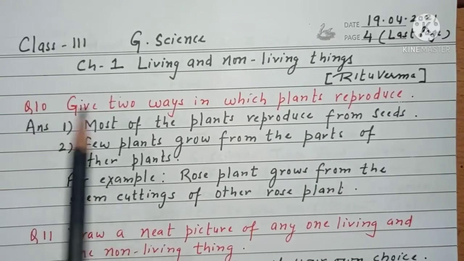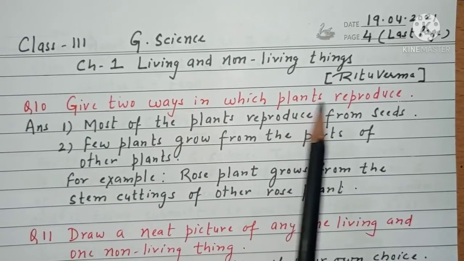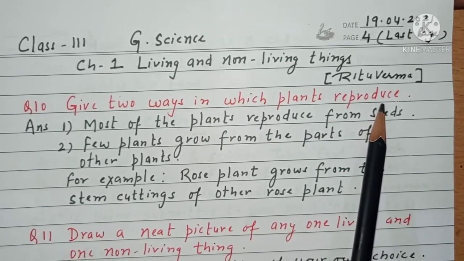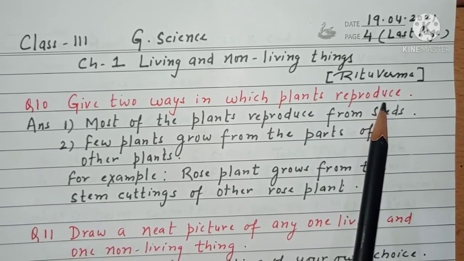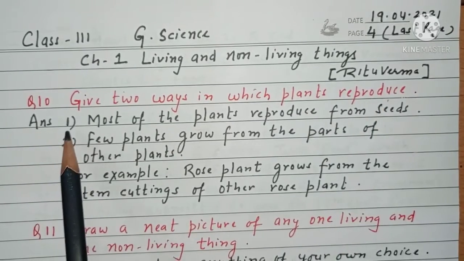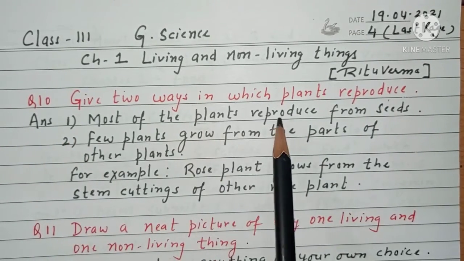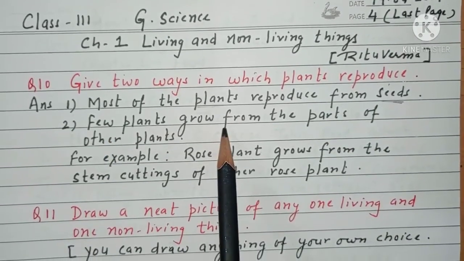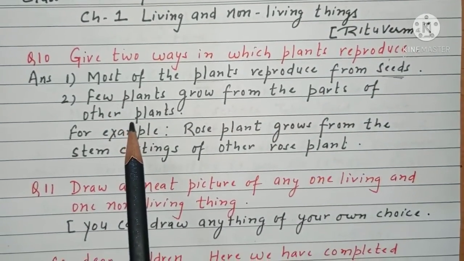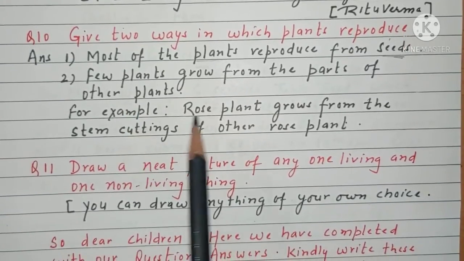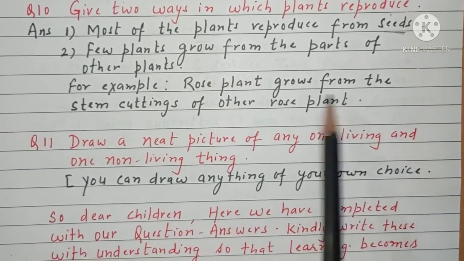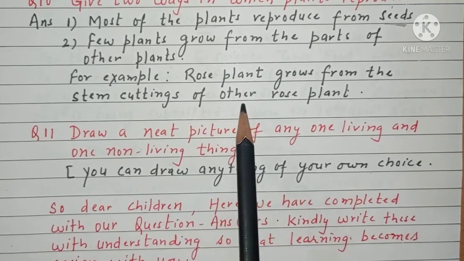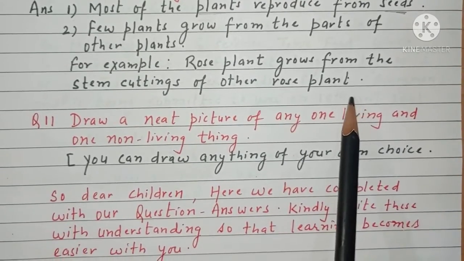Question number 10. We have to write 2 ways in which plants reproduce. We all know that plants also reproduce. So how? Which are the 2 ways? The first way is most of the plants reproduce from the seeds. And there are few plants which grow from the parts of other plants. And here the example is of rose plant which grows from the stem cuttings of other rose plant.